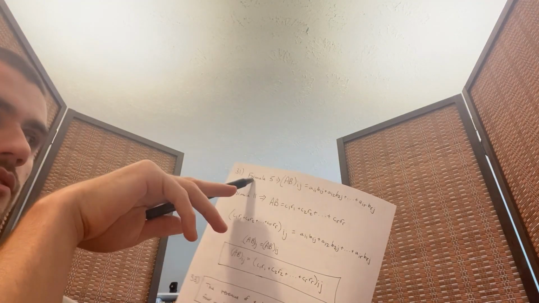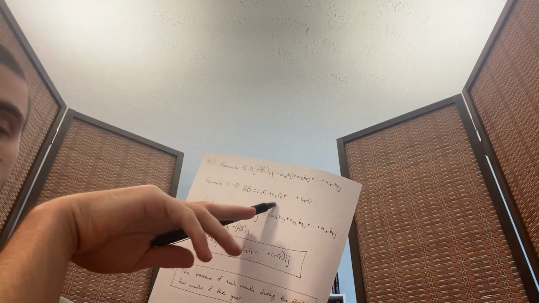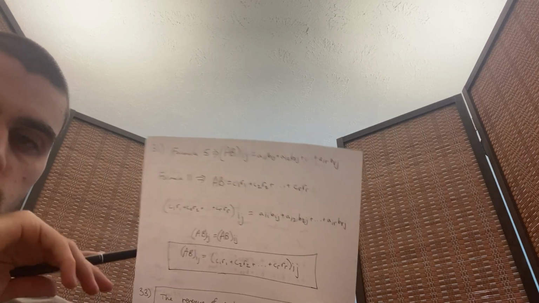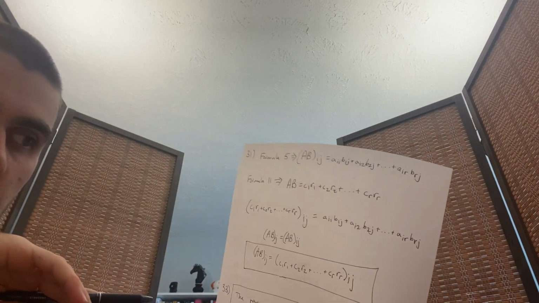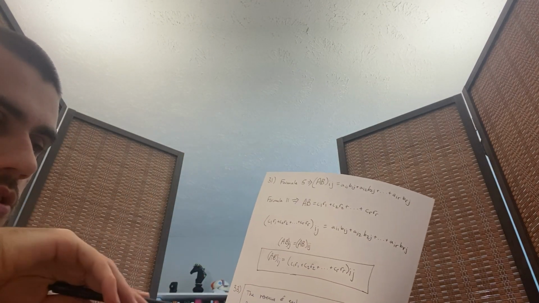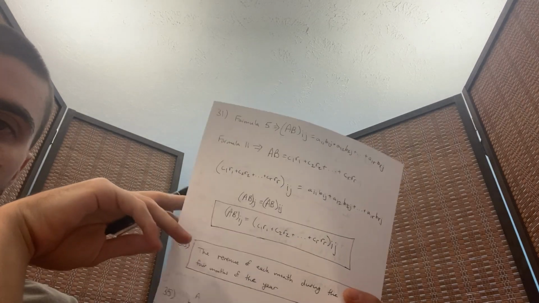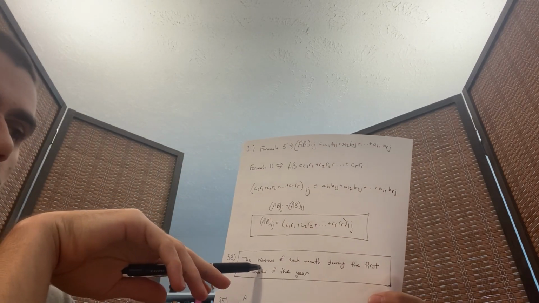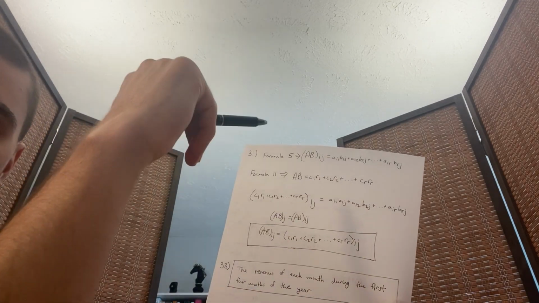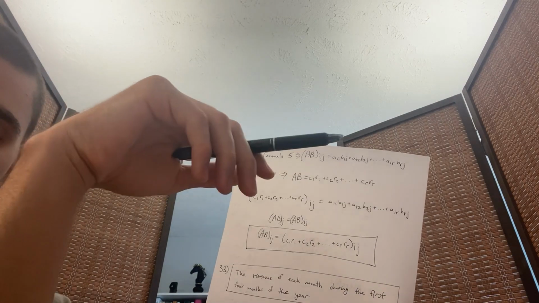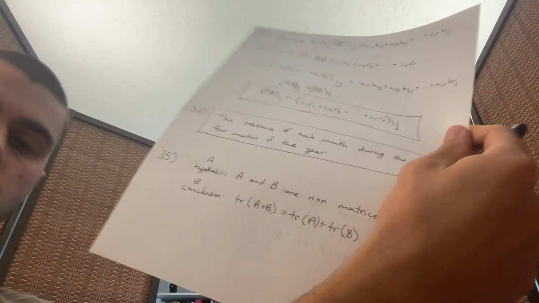Anyway, we got 31 done, which was basically just an algebra problem, manipulating two equations, substitution, and algebraically rearranging them. 33 was kind of a word problem about what a matrix represented. And then, yeah, 35 was the proof.